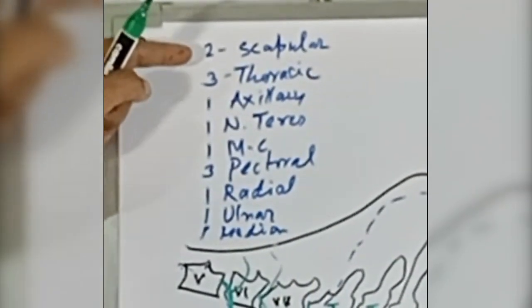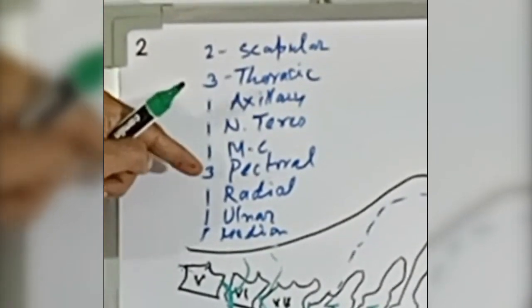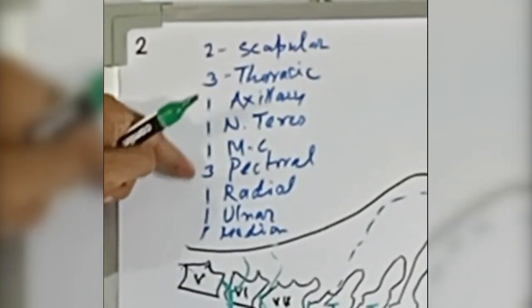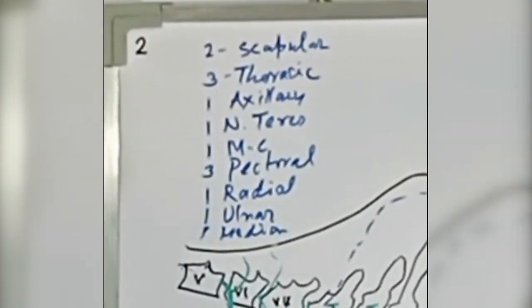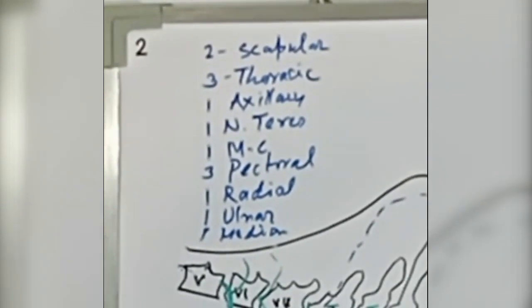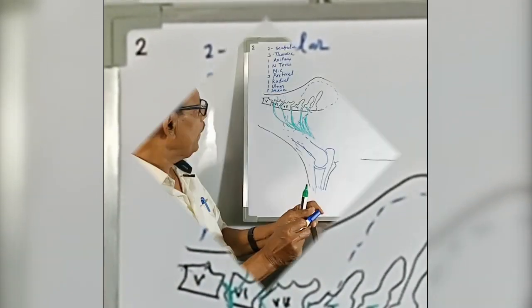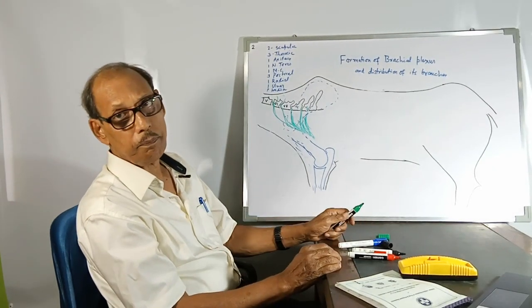So 2 plus 3 is 5, 6, 7, 8, 9 altogether, 10, 11, 12. There are almost 12 major branches. Besides this, there will be minute branches. We don't consider all these minute branches at this moment. Now how are they distributed?